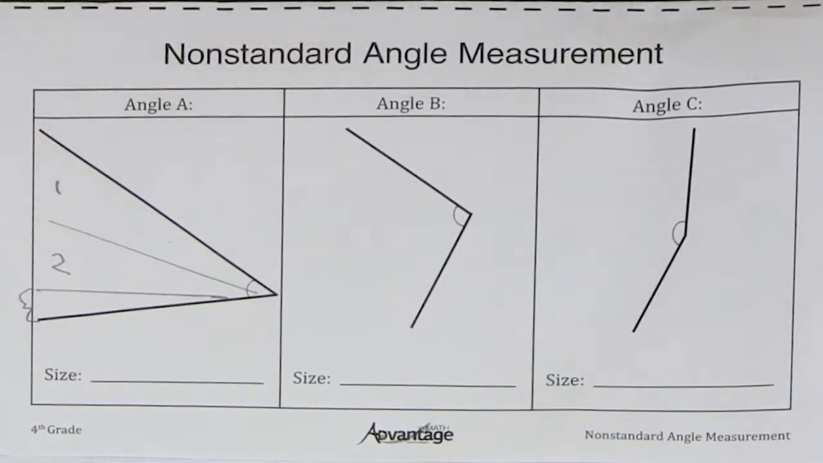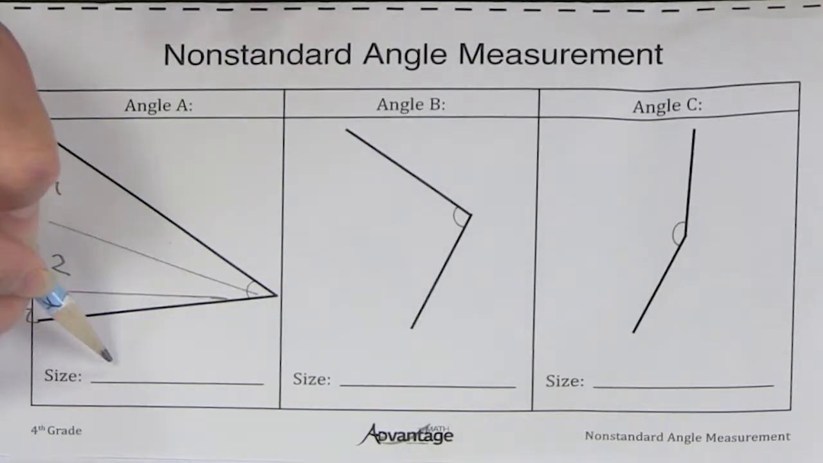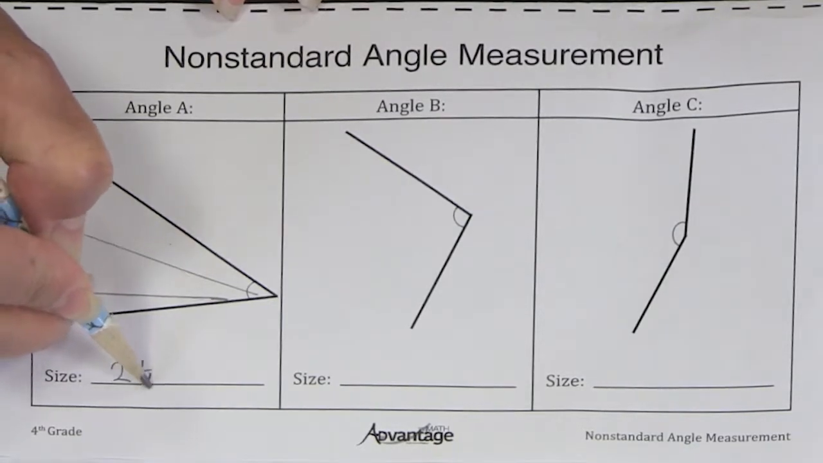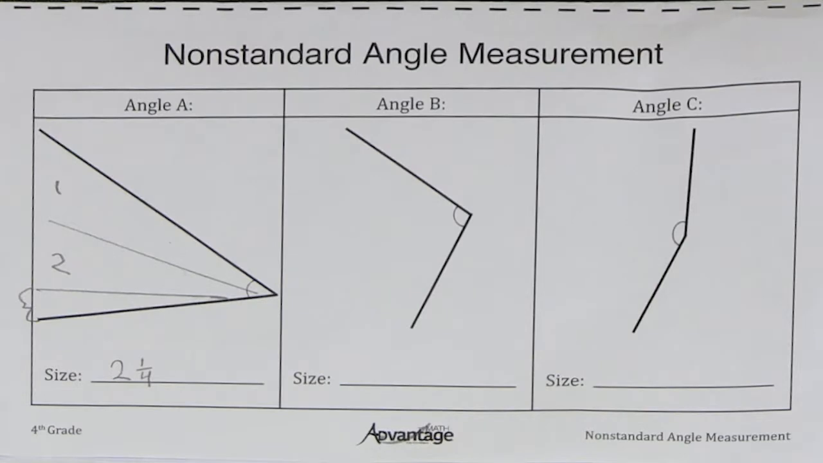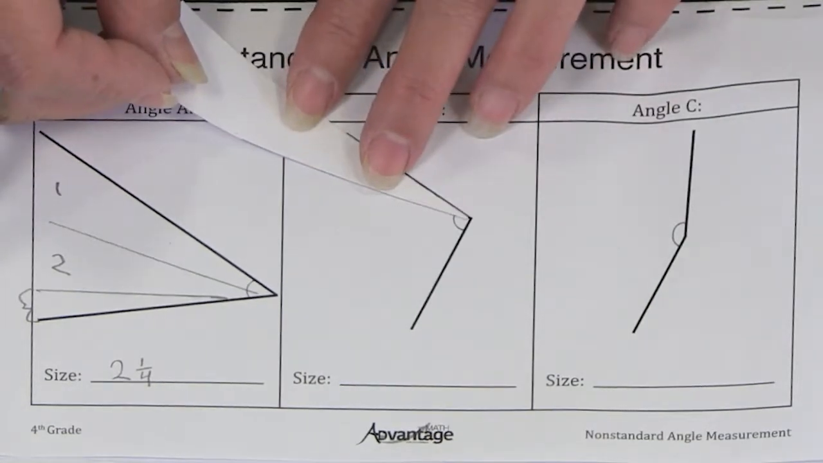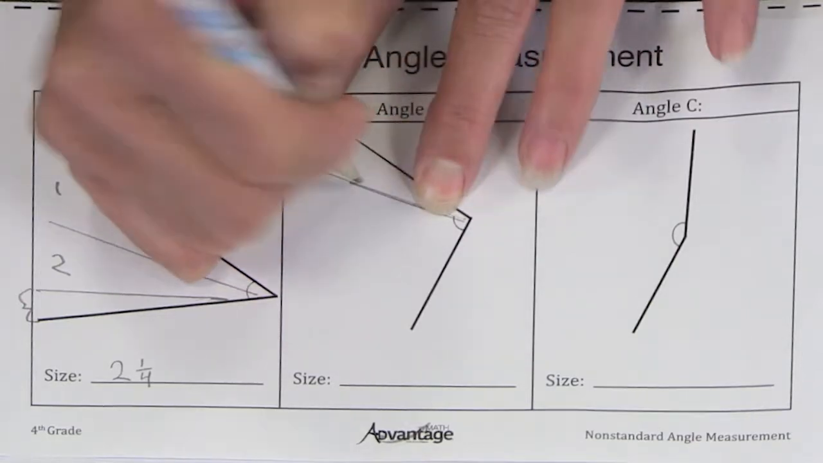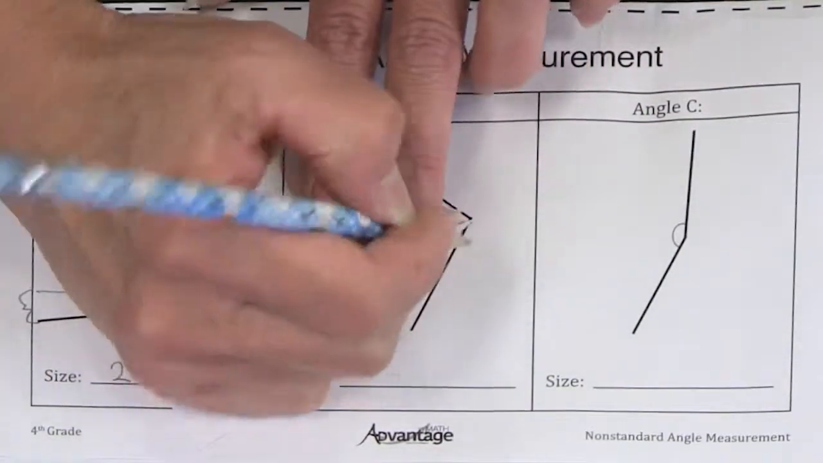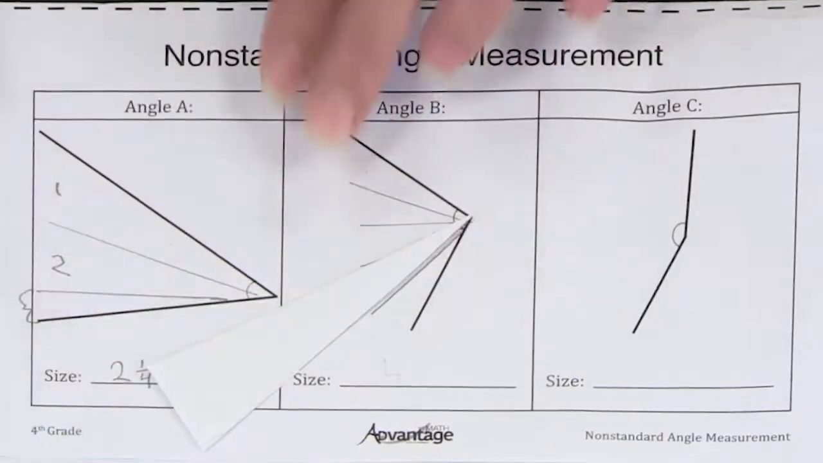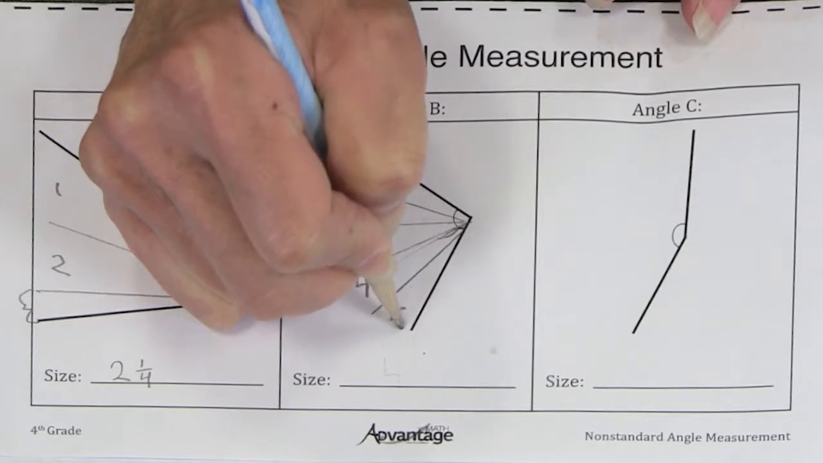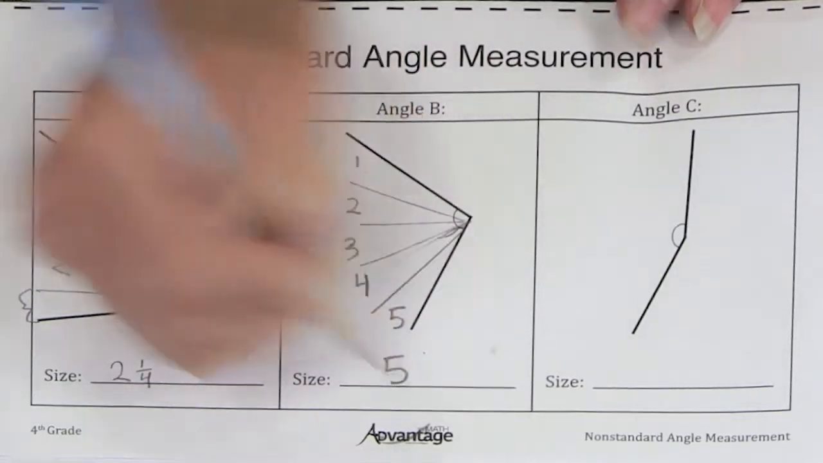If a fraction of the non-standard angle is needed to complete the iterations, we estimate the fractional amount needed and include it in the final measurement. We can estimate this as 2 1/4. Let's try angle B. We again start by lining our snip along the interior of one of the angle sides. We trace the side and iterate it through the entire angle. We write the measurement of the angle by counting how many iterations were needed to fill the angle's interior. In this case, it is 5.